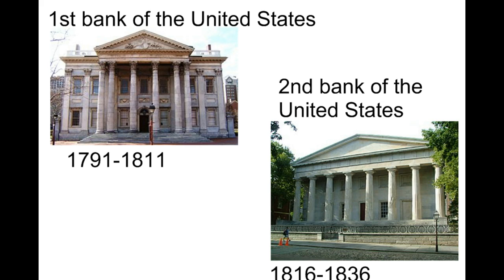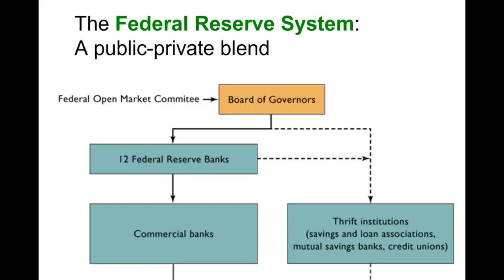In 1913, following the century of bank panics, Congress decided to authorize a new type of central bank, the Federal Reserve System, now commonly nicknamed the Fed. This was a completely new type of system, a blend of public leadership and private ownership. The Fed is a national bank, but it is not exactly a central bank.